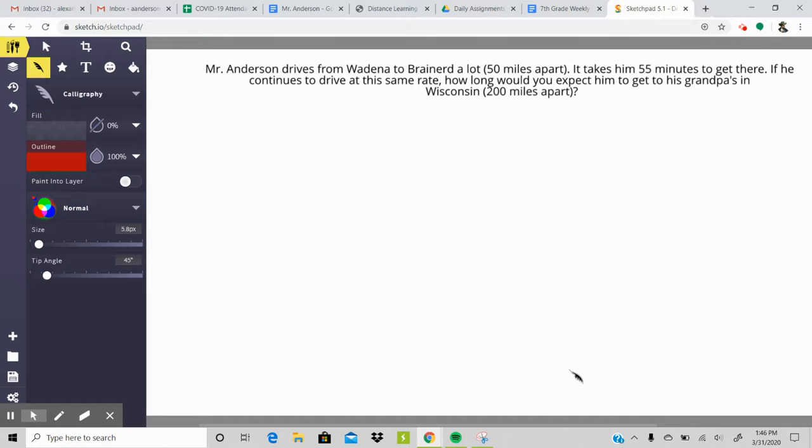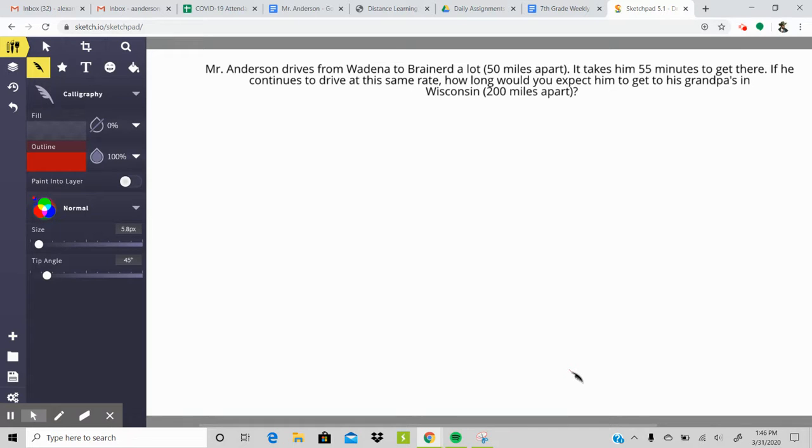All right, so in this screencast, we're going to use proportional reasoning, or proportions, to figure out a distance versus time problem. It says Mr. Anderson drives from Wadena to Brainerd a lot, and those are about 50 miles apart, and it takes him 55 minutes to get there. If he continues to drive at this same rate, how long would you expect it to take him to get to his grandpa's in Wisconsin, which is 200 miles apart?